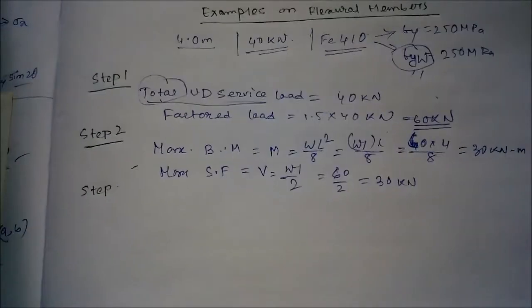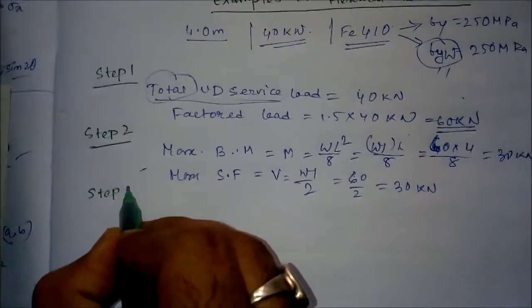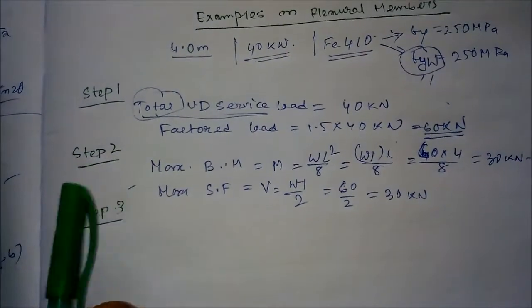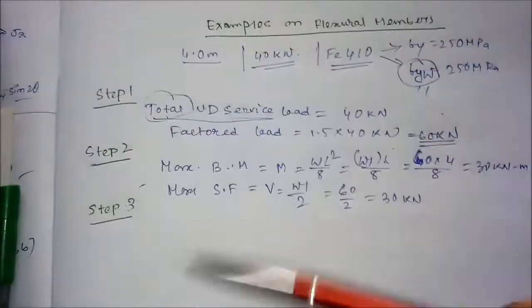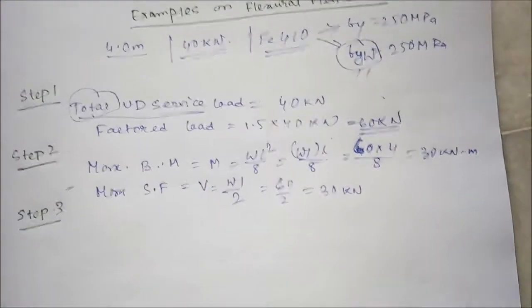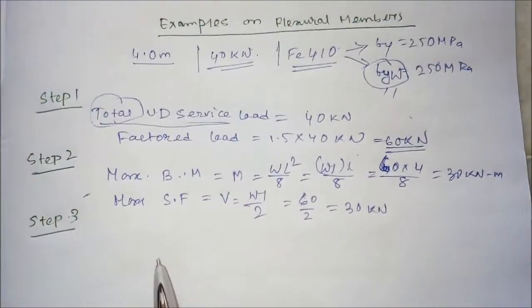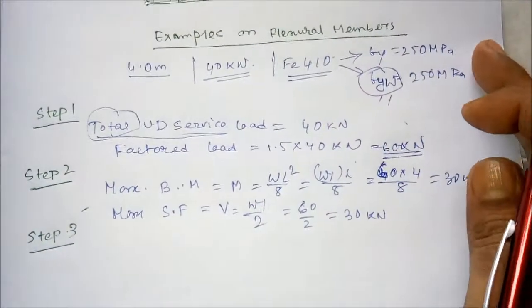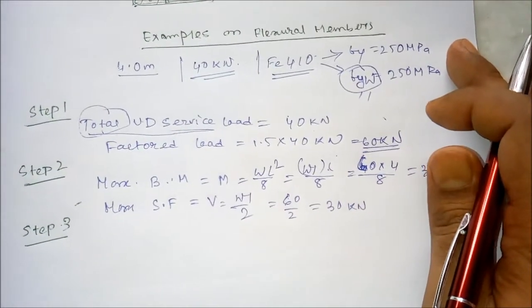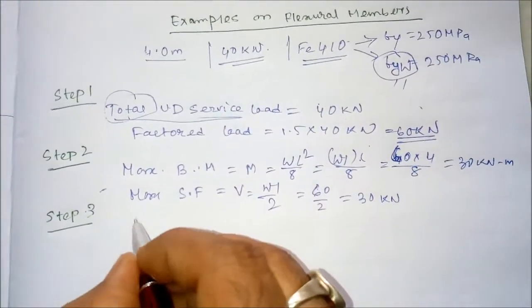In step number 3, as we have to design this, first of all we have to choose one section, right? So in step number 3, we try to find one guideline from which we can choose a section. What will be the guideline? We can find out the ZP required, right?